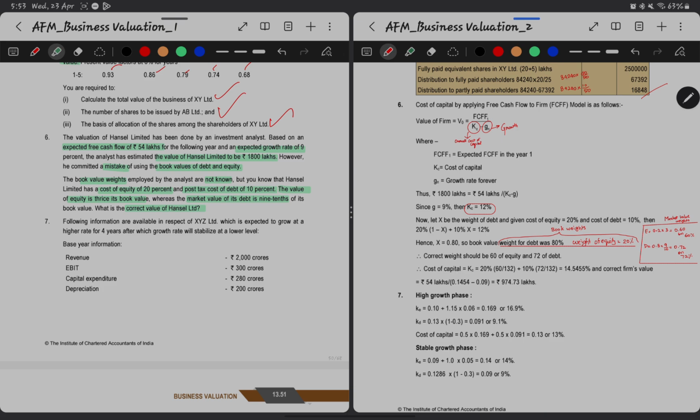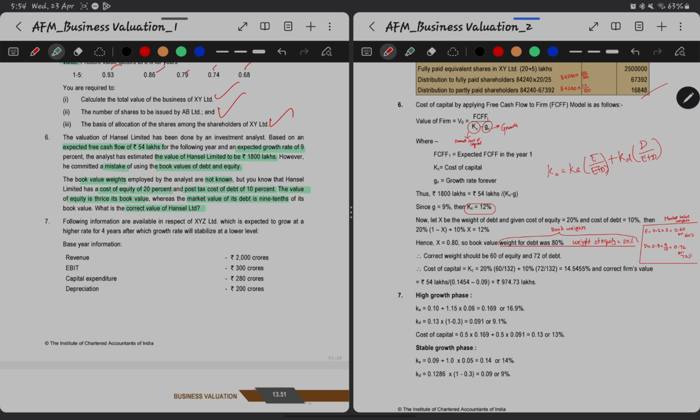Now we know the cost of equity and cost of debt also. So KO is equal to KE multiplied by E by E plus D, the equity weight, plus KD, which is the post-tax cost of debt, multiplied by D by E plus D, which is nothing but the debt weight. Now we don't know these weights, but we know all the rates: overall cost of capital is 12%, KE is 20%, and the post-tax cost of debt is 10%.